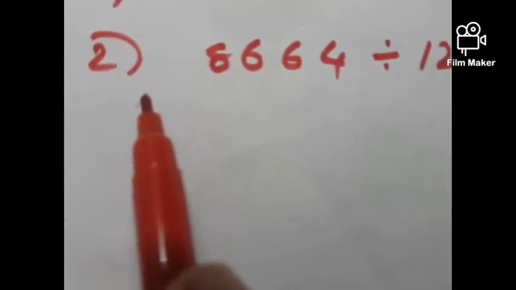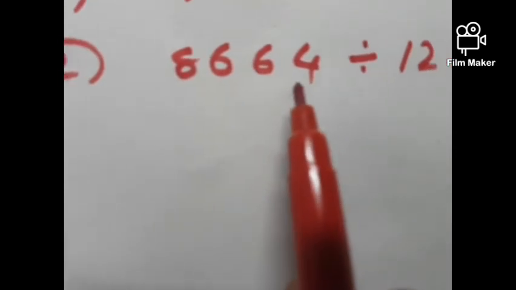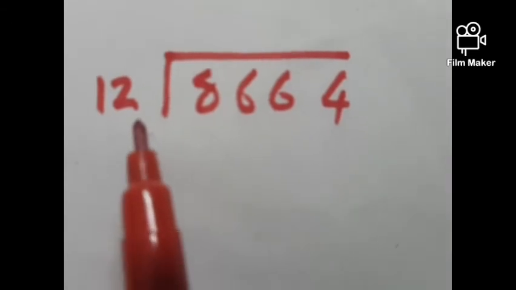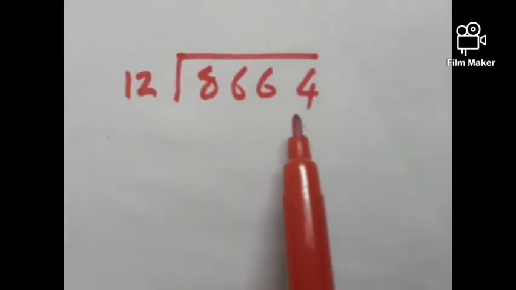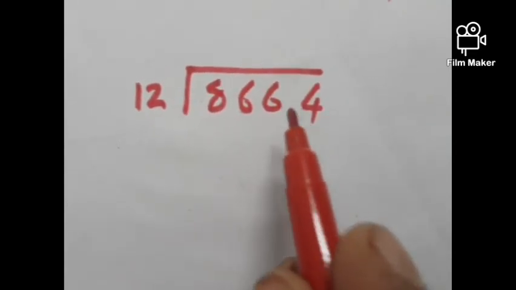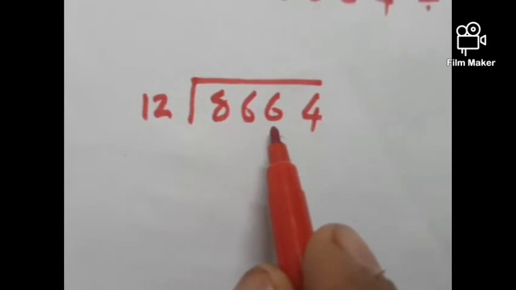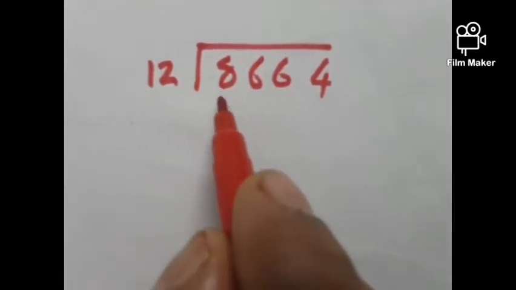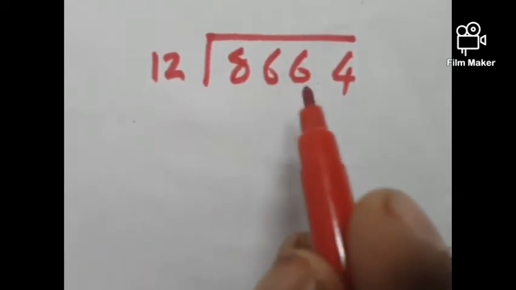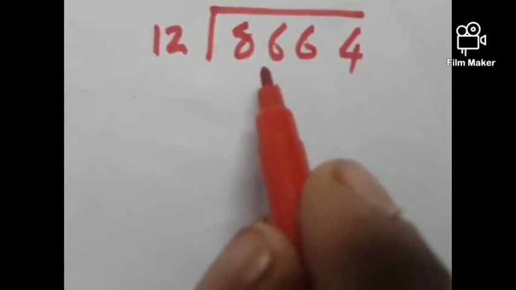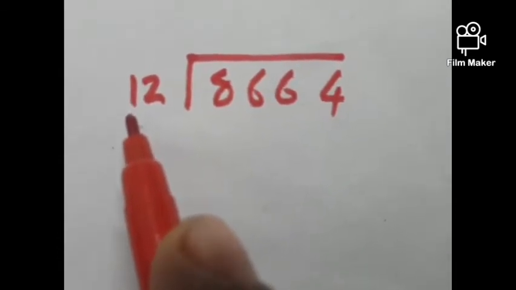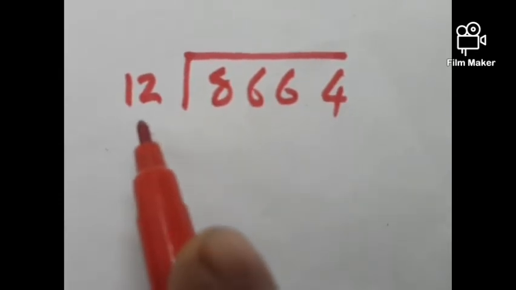Let us check one more question here. 8664 divided by 12. Here I divide 8664 by 12. Let us consider the first number of 8664, that is 8. This is less than 12, isn't it? So consider the second digit also. Here 86. Now we get 86, which is greater than 12. So divide 86 by 12.